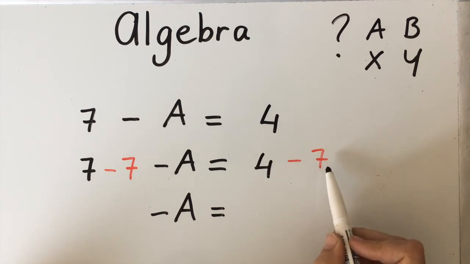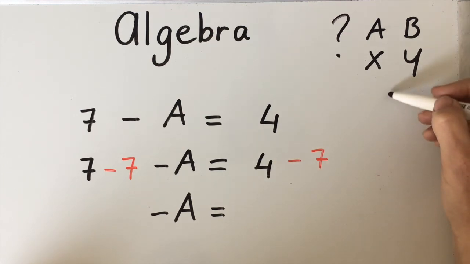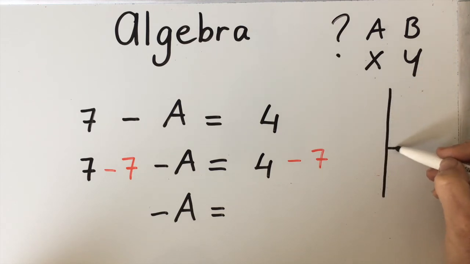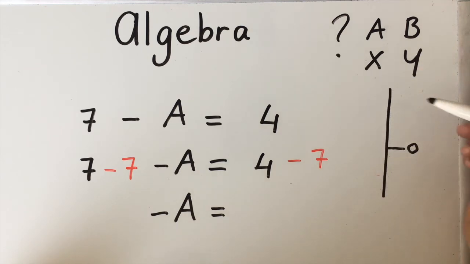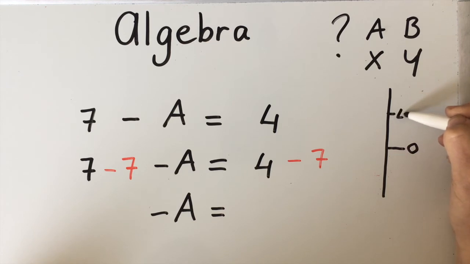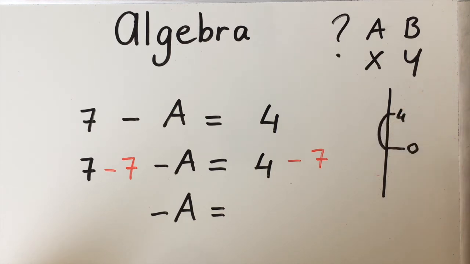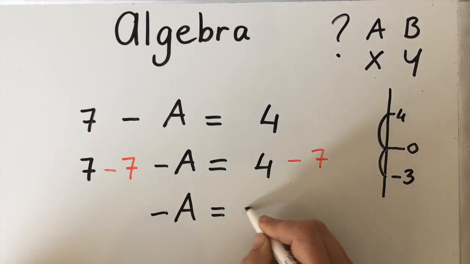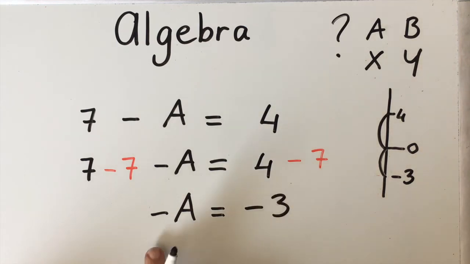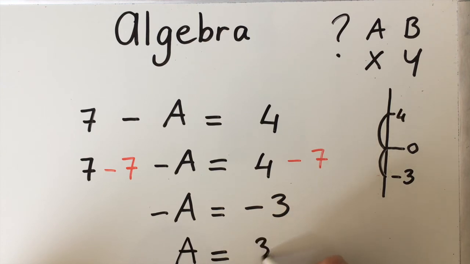4 minus 7. You can think of it as an elevator going down. This is the ground floor. You are at the first floor and you have to go 7 levels down. You first go 4 down to ground floor and then you have to go another 3. So you end up at level minus 3. So minus a equals minus 3. And then the rule is that it means that a equals 3.